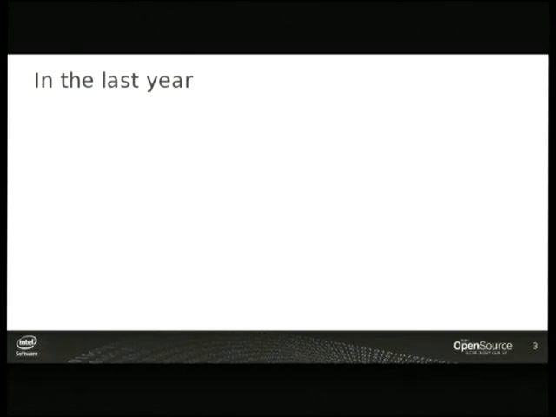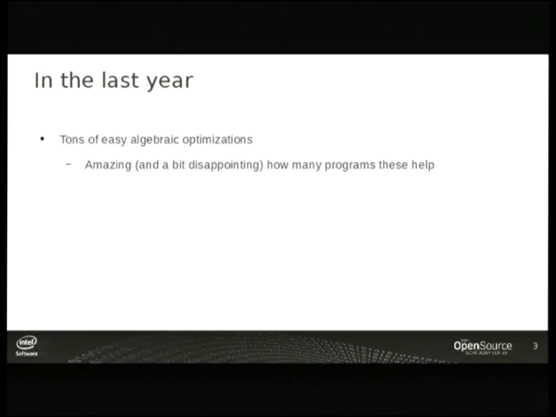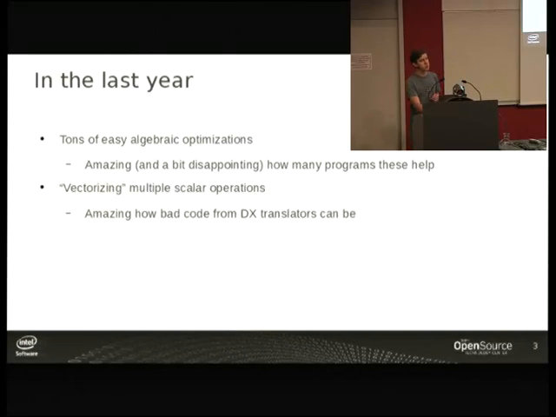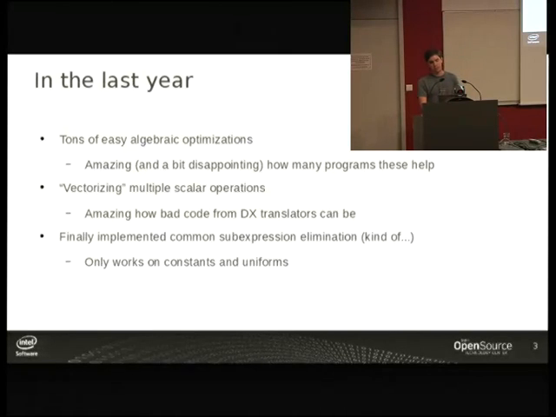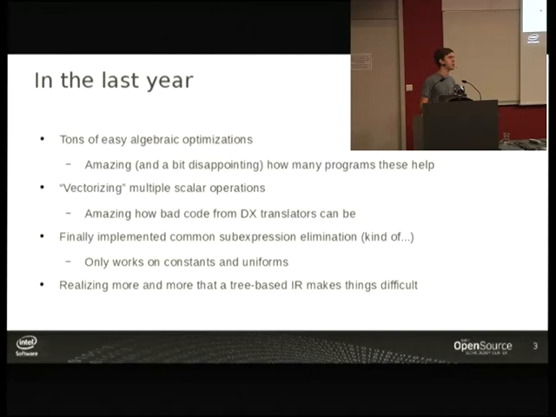We've also done a ton of work on new optimizations. A lot of these are simple things like algebraic optimizations, like transforming x squared into x times x. We've also done some neat things, like we're able to combine multiple scalar operations into a single vector operation, which is something that we see really often from DX translated code. And we finally have an implementation of common sub-expression elimination in the GLSL compiler. But it's kind of limited because we're operating on trees, and it's sort of unfortunate. But it's kind of been good because experiences like that have actually encouraged us to start working towards a non-tree-based IR.